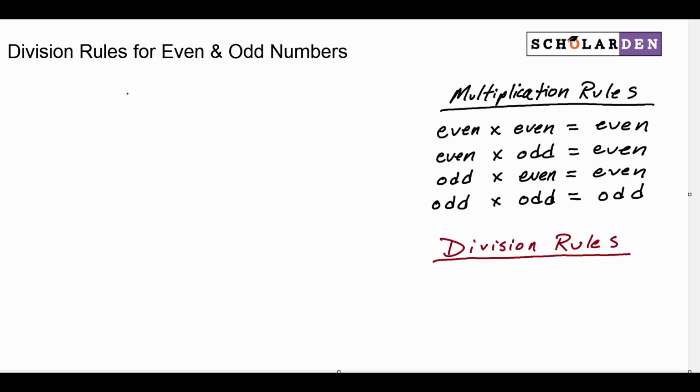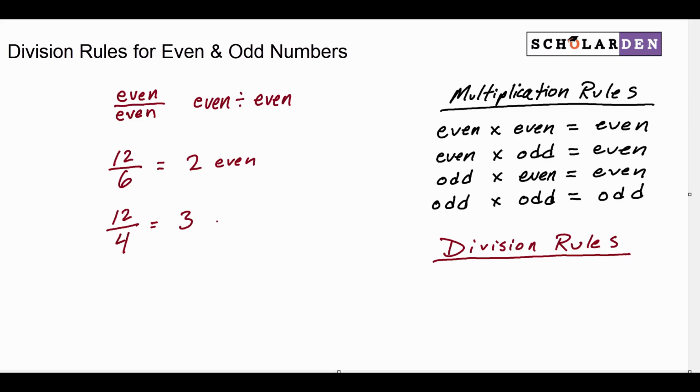What happens if we divide an even number divided by, that's what that fraction line means, divided by another even number? Another way to write that is even divided by even. Well, let's try 12 even divided by 6 is even. We get 2, which is even. But what if we try 12, which is even, divided by 4, which is even? We get 3, which is odd. So right away, we can see that you could get either an even or an odd when you divide an even by an even.